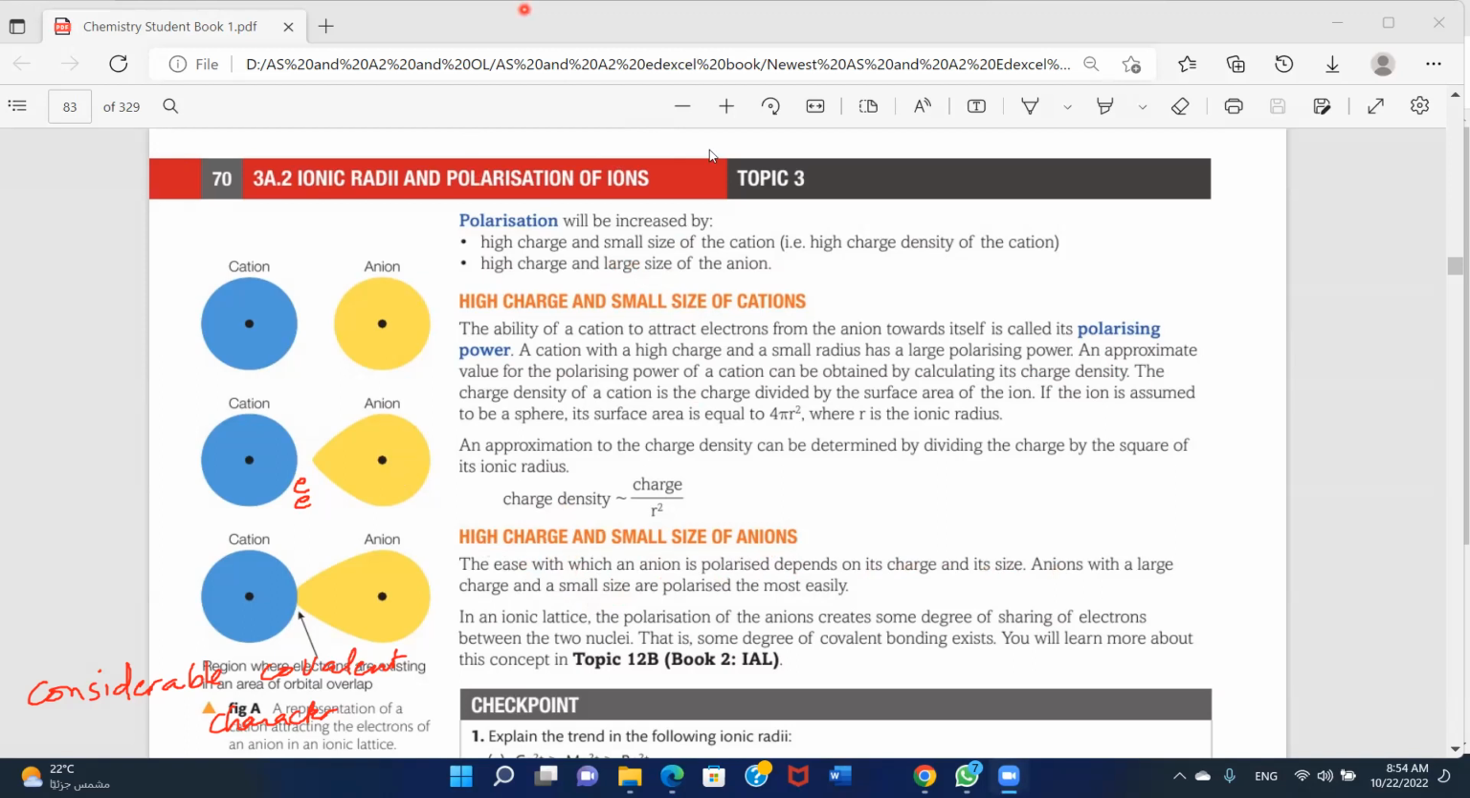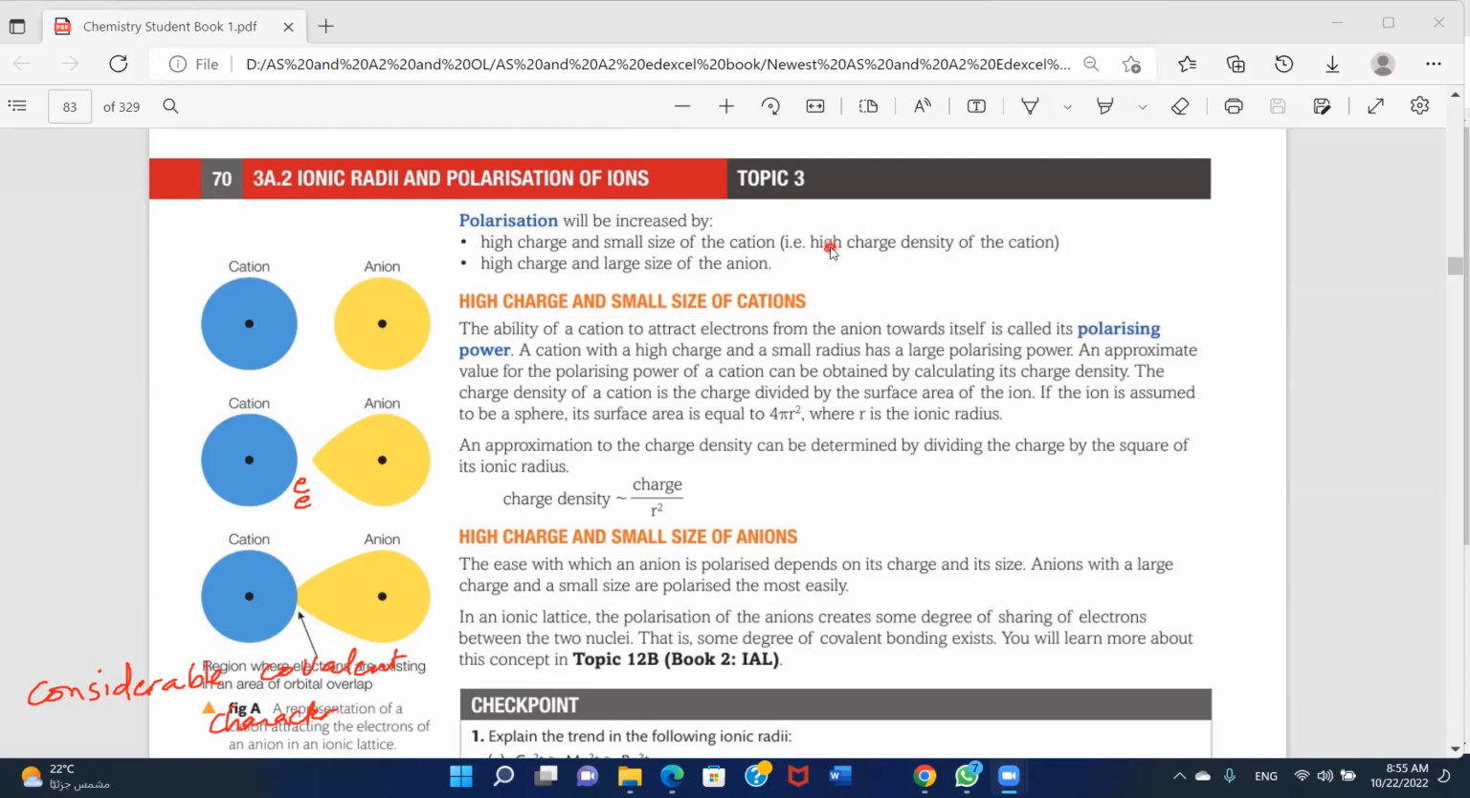No, Omar, they cannot. Omar is asking, can anions polarize cations? No. It is the cations that always polarize the anions. The cations are always pulling the negative ions and not the opposite, because negative ions have electrons in excess.